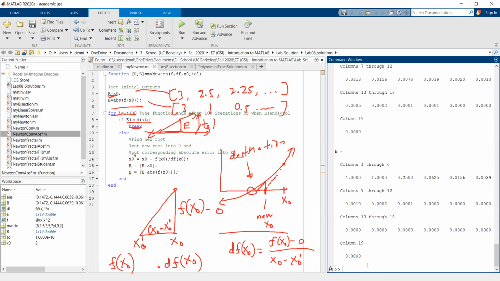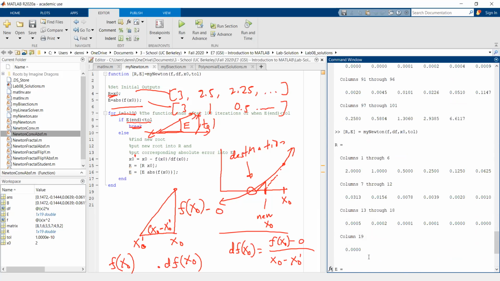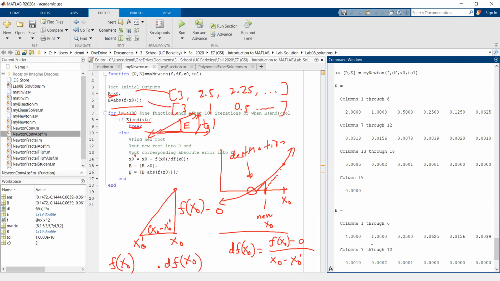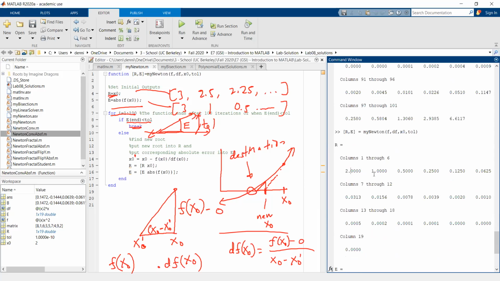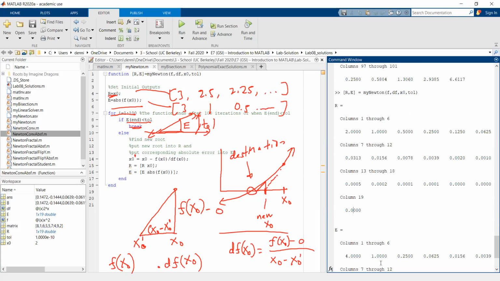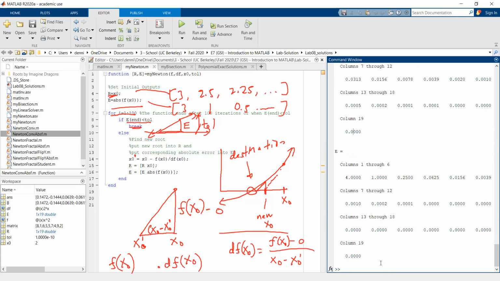Okay, from the top. Didn't take nearly as long. Okay, we started at 2, we shot down, and then we landed at 1. Then we landed at 0.5, and it halved every single time. And then we got to 0, or within fairly good tolerance of 0. Let's try some other ones.